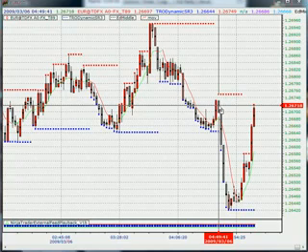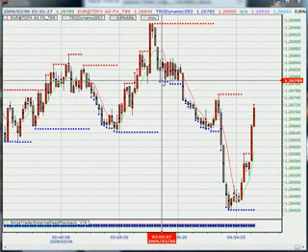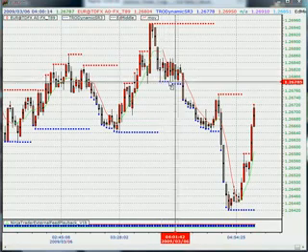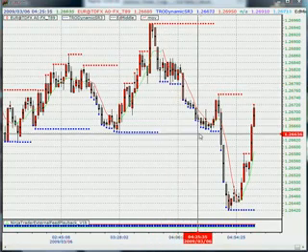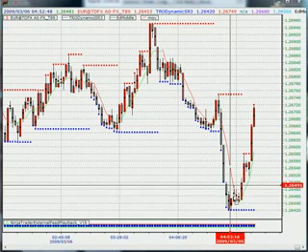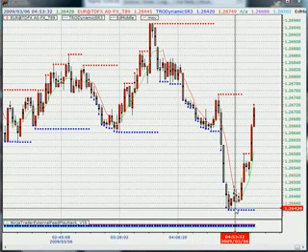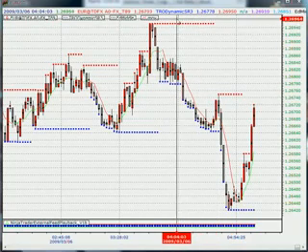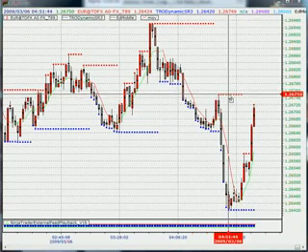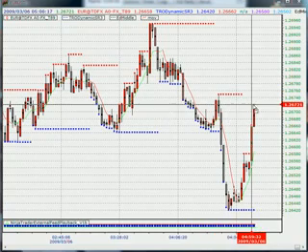So for the setup itself, what I'm looking for is a series of 3 lower lows and 3 lower highs. And in this case, we've got a support floor shown here by these dynamic support dots, a support floor here, and a support floor here. We also have 2 sets of resistance here that are moving down, and then we're hoping that this area will also move down.